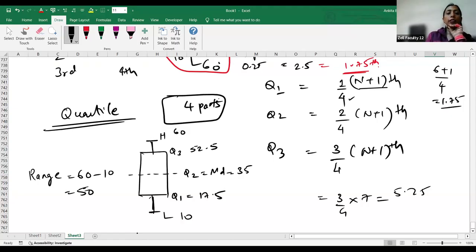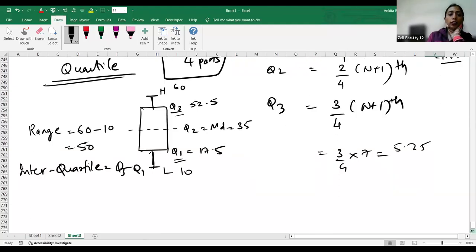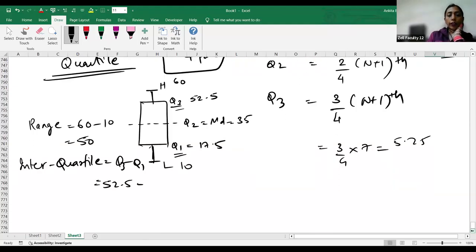If I ask you what's the interquartile range? Interquartile range means Q3 minus Q1. So how much is Q3 minus Q1 here? 52.5 minus 17.5. So how much are you getting? 35. So 35 is your interquartile range.